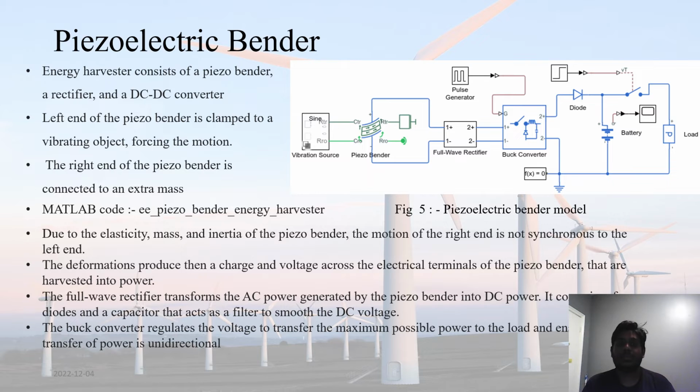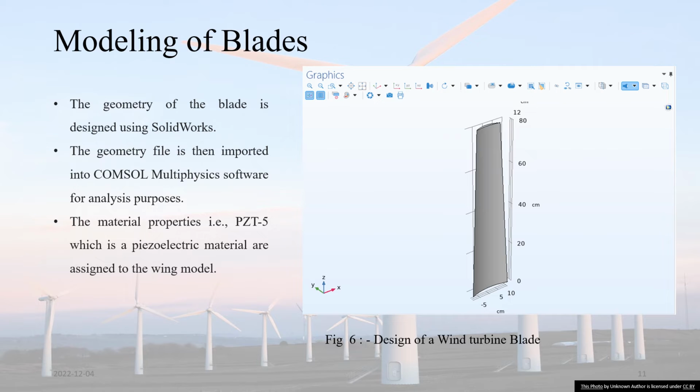The deformations produced then create a charge and a voltage across the electrical terminals of the piezo bender. That is used to harvest the power, which is then forwarded into the pitch control mechanism. The full wave rectifier transforms the AC power generated by the piezoelectric into DC power with the help of diodes and capacitors that act as a filter to smooth the DC voltage. The buck converter regulates the voltage to transfer maximal power to the load, and the transfer of power is unidirectional in nature.